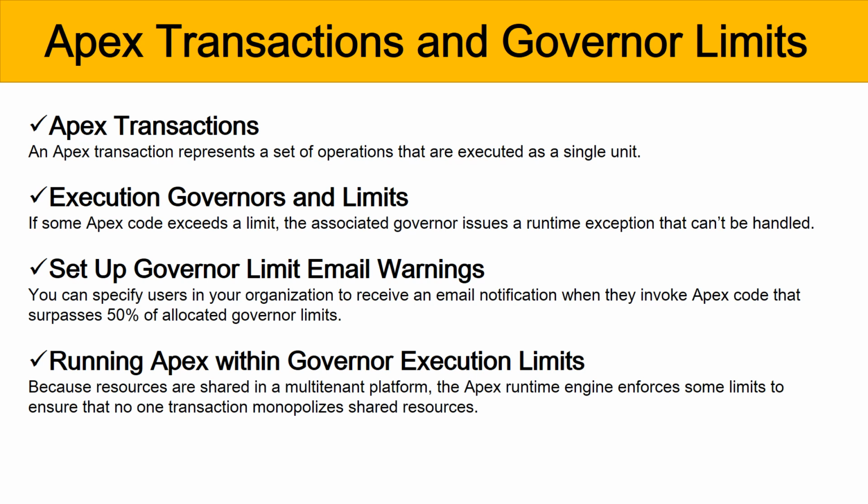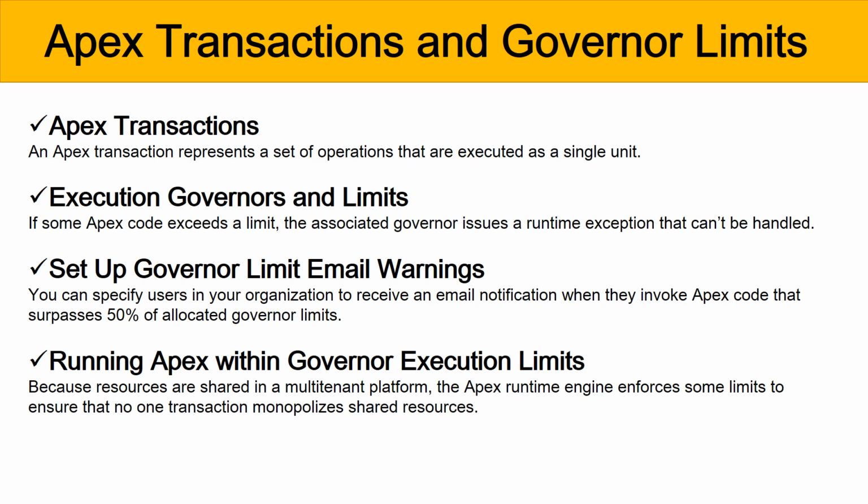Apex transactions ensure the integrity of data. Apex code runs as part of atomic transactions. Governor execution limits ensure the efficient use of resources on the Lightning Platform multi-tenant platform. Most of the governor limits are per transaction, and some aren't, such as 24-hour limits. Apex transactions. An Apex transaction represents a set of operations that are executed as a single unit. All DML operations in a transaction either complete successfully, or if an error occurs in one operation, the entire transaction is rolled back and no data is committed to the database.